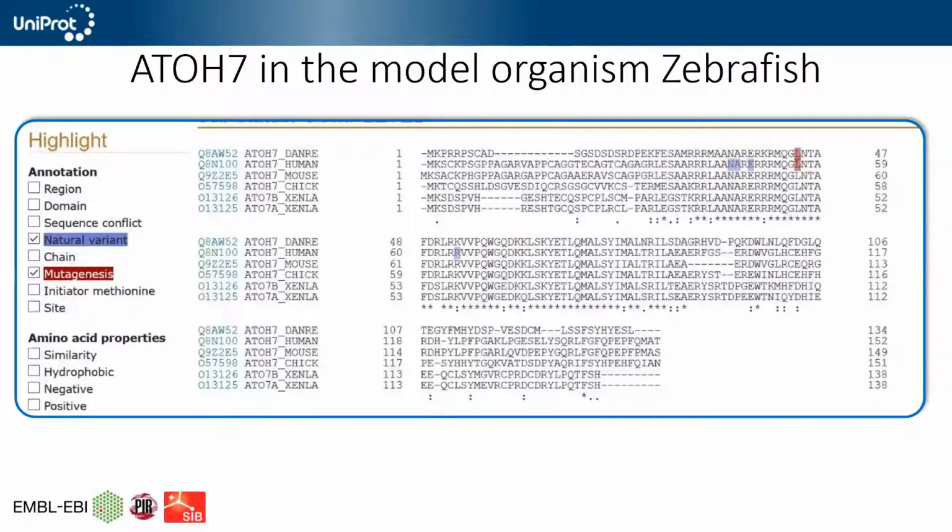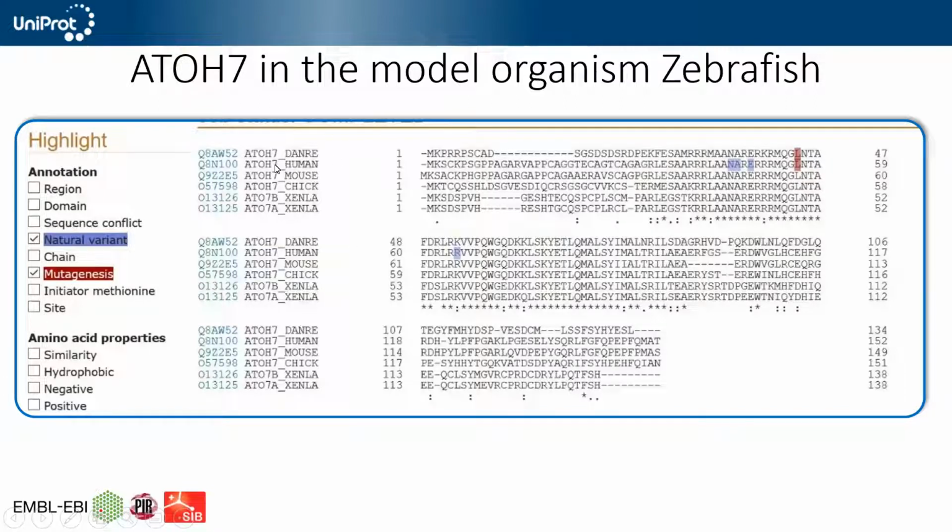And so you can see that there's a high degree of conservation, which suggests that if you were looking into experimenting with and finding out the function of this protein in human, and looking further into this disease, you might consider zebrafish as your model organism because it's so well conserved. And on this alignment, I've highlighted the variant and the mutagenesis sites.